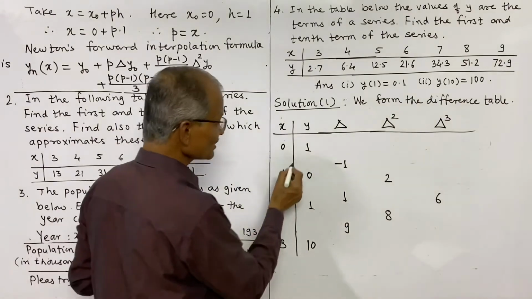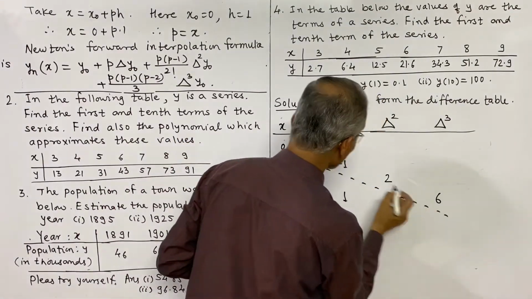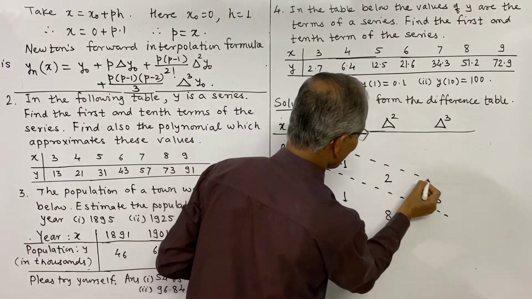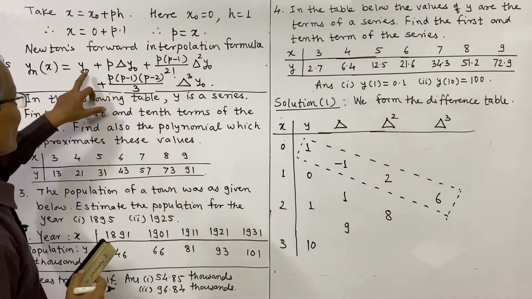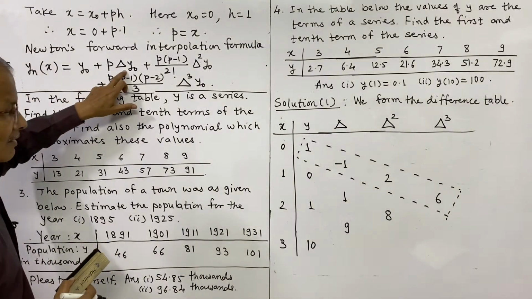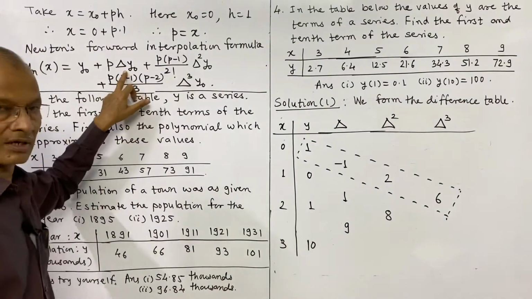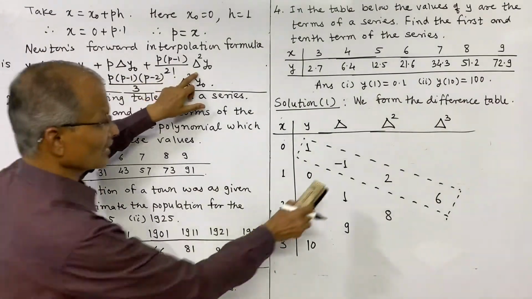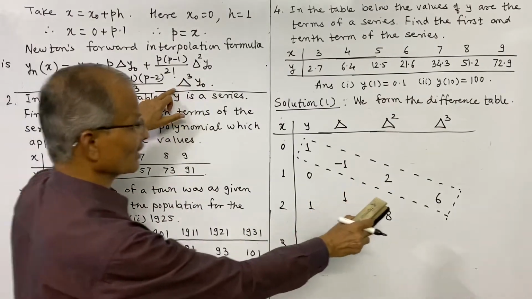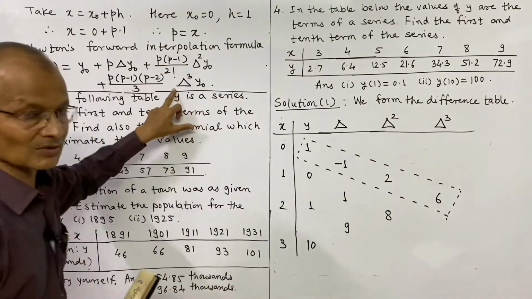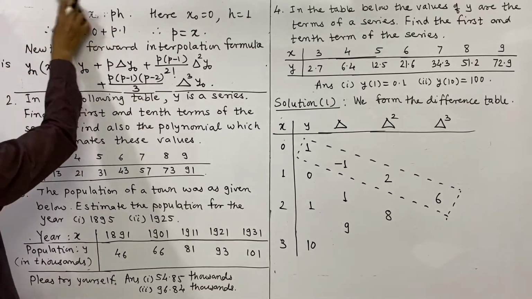That means the first diagonal values we have to use in the formula. So we can note these values. These values are to be used in the formula. This is 1, this is minus 1, in serial, according to the diagonal, and delta square y naught is 2, and last is delta cube at y naught, that is 6. Now I shall put these values and rewrite this here itself.